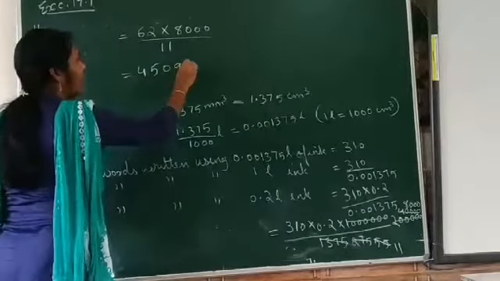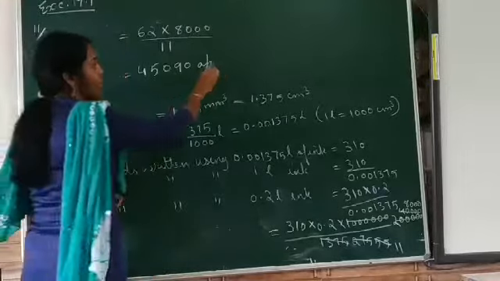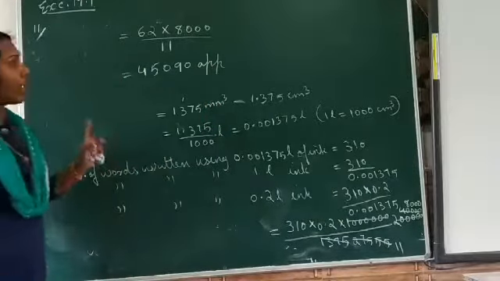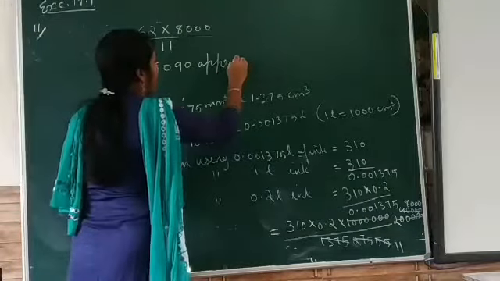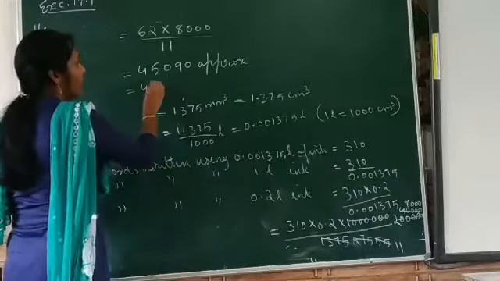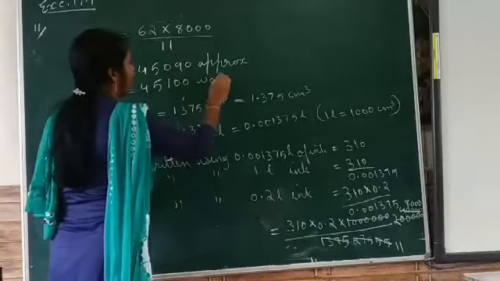45,090 approx. There will be decimal points, we don't have to take that, because we are only asked to find out the number of words in nearest to 100 words. So here we can take it as approx, and we are rounding it up to hundreds, we get 45,100 words.